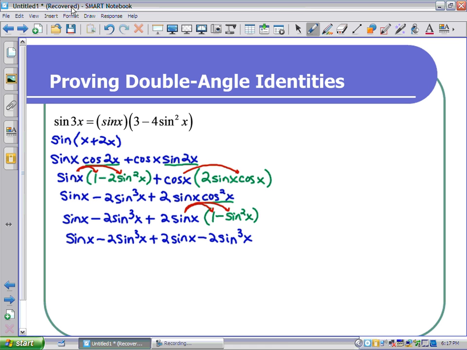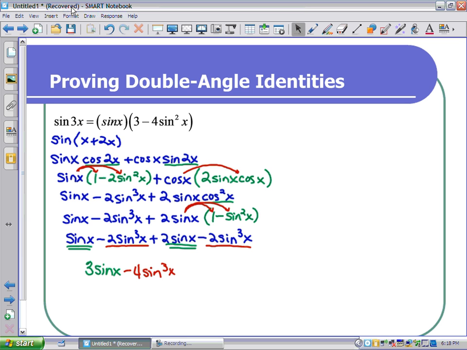All right, well here we've got like terms we're going to combine. We have a sine x and 2 sine x. That's going to give us 3 sine x. And then you have negative 2 sine cubed x and negative 2 sine cubed x. So we get negative 4 sine cubed x.